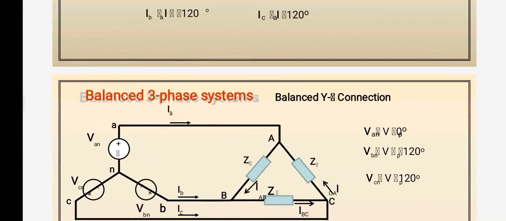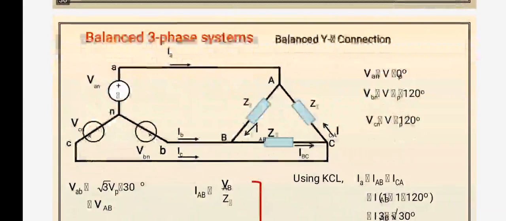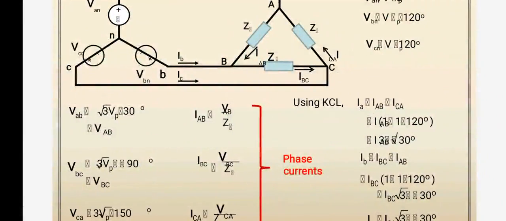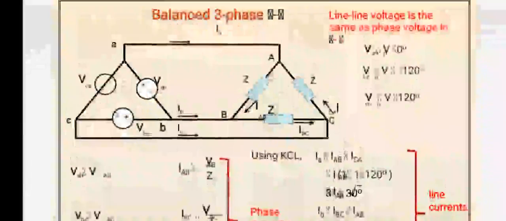Similarly, if you go for star delta connection, the source is star connection and the load is delta connection. The source is generally represented as voltage, and the load is generally represented as the impedance value. The corresponding voltage equations and current equations are represented here. The phasor diagram is also represented here.